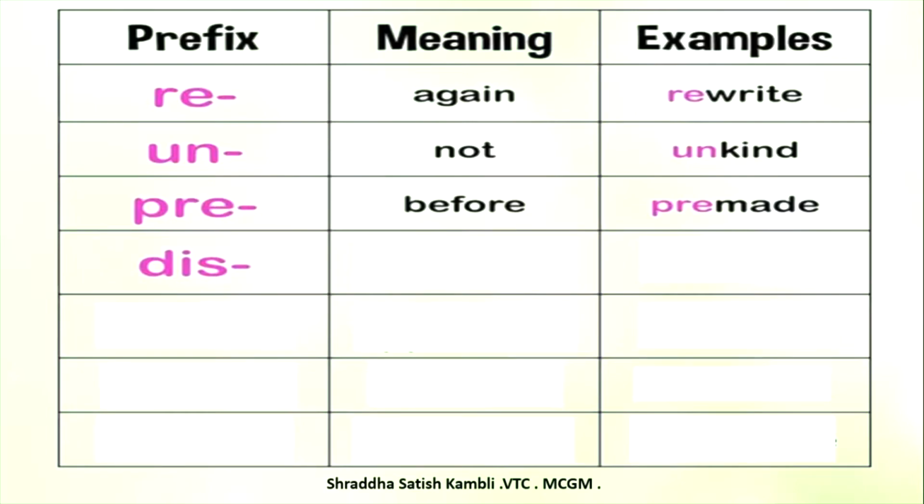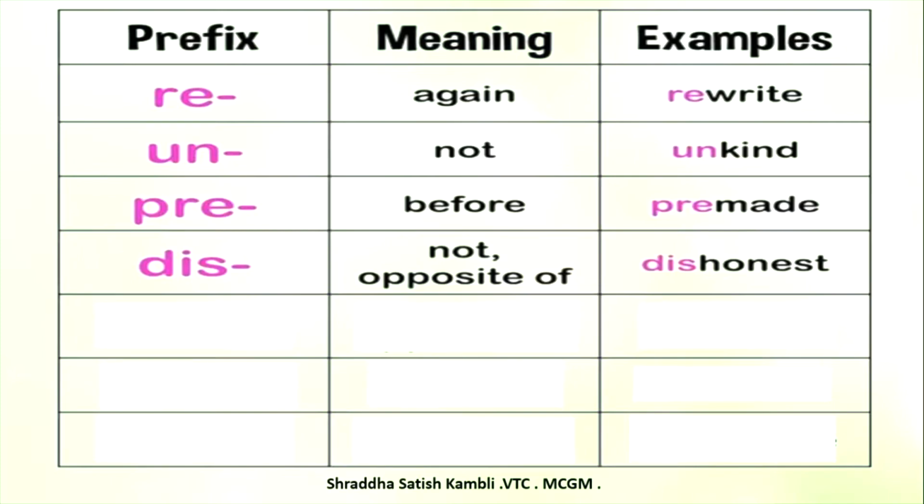The next prefix is dis. D-I-S, dis. And what is the meaning of this dis? Not or opposite of. Okay. For example, dishonest. Honest means someone who's always truthful. Alright. And who's a dishonest person? Just the opposite of honest. Someone who is not at all honest.